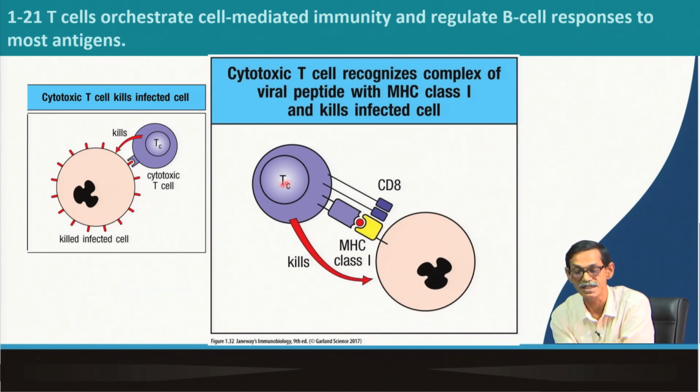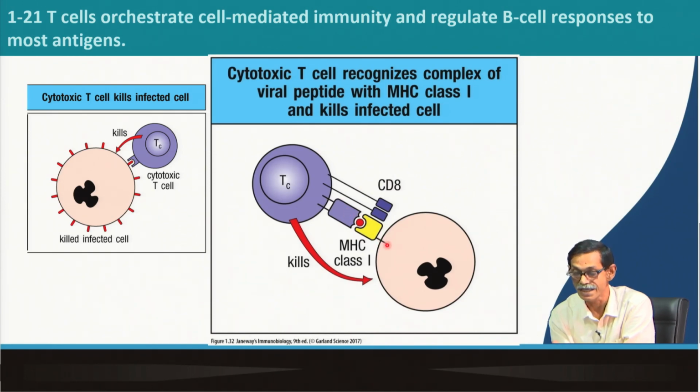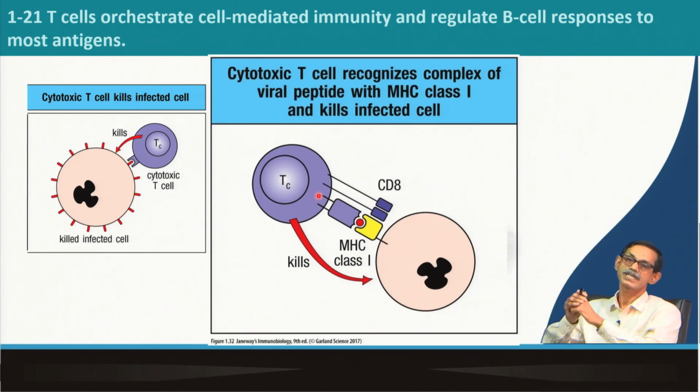The cytotoxic T cell, TC, this is the simplified picture or the cartoon, but if you see a closer view of this junction, it actually looks like this. So, the viral protein along with MHC is going to be recognized by the T cell receptor. In this case, it is MHC1. So, any intracellular protein, or any protein synthesized inside the cell, is going to be presented by MHC1, and MHC1 is recognized by the cytotoxic T cell.